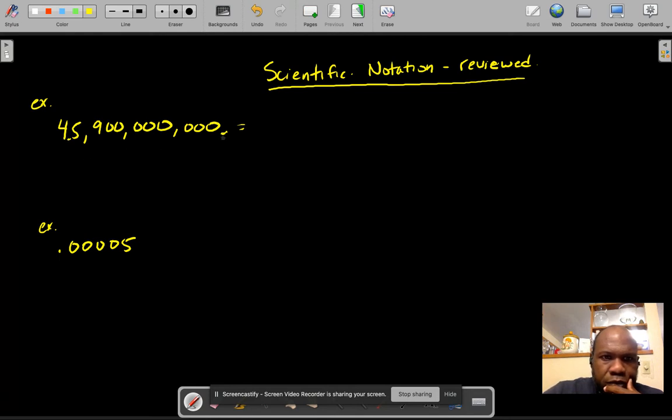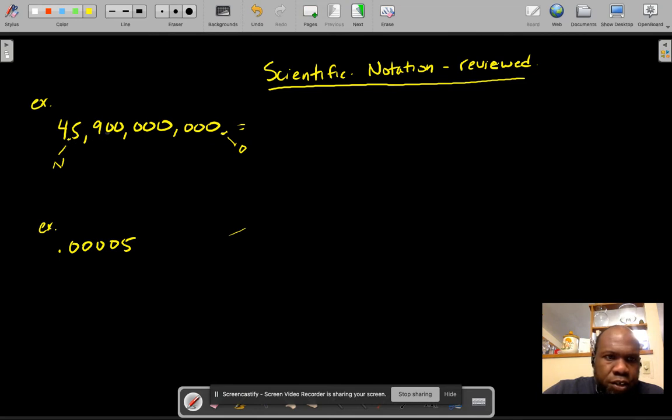Okay, so we have the original one. I'm going to call this the O. This is the original, and this is the new one we want to get. So basically what we have to do is count how many spaces it goes from the new decimal point to the original one. And that's how we figure out our scientific notation.